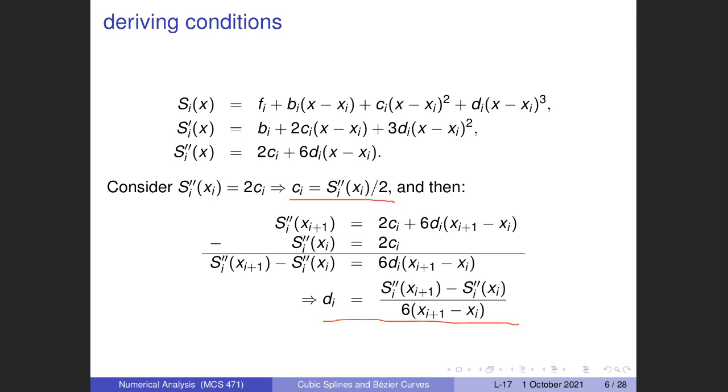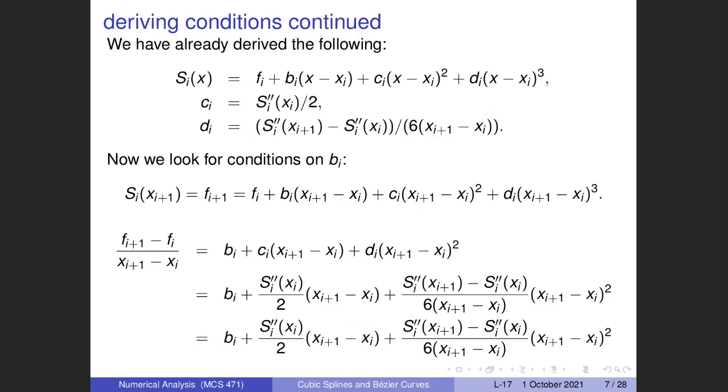So what this means, however, is that we can eliminate the ci and the di from our expression. We actually already know what they are, and now we're going to focus on the first derivative. So what are the conditions on the first derivative? Here, summarizing, what do we know about our cubic spline? We have expressions for the ci coefficient and for the di coefficient. So now what does bi need to be?